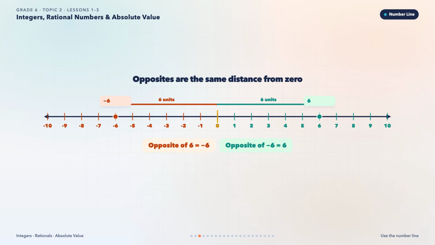And here is a powerful idea. The opposite of the opposite of a number is the original number. Start at 6. Flip to negative 6. Flip again, and you are back at 6.